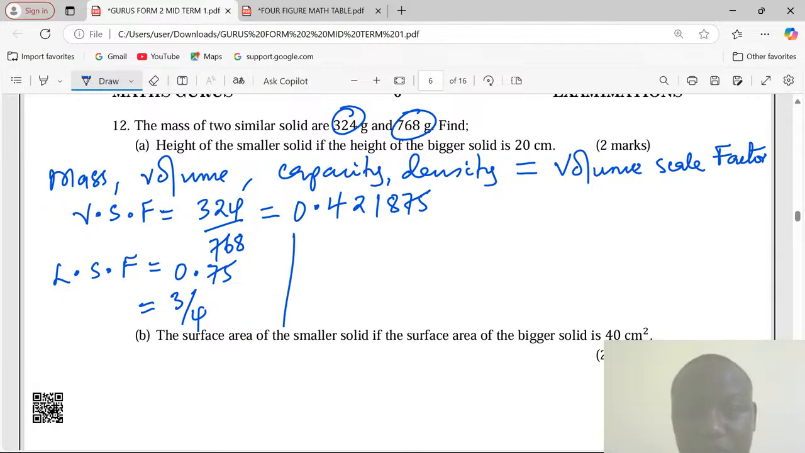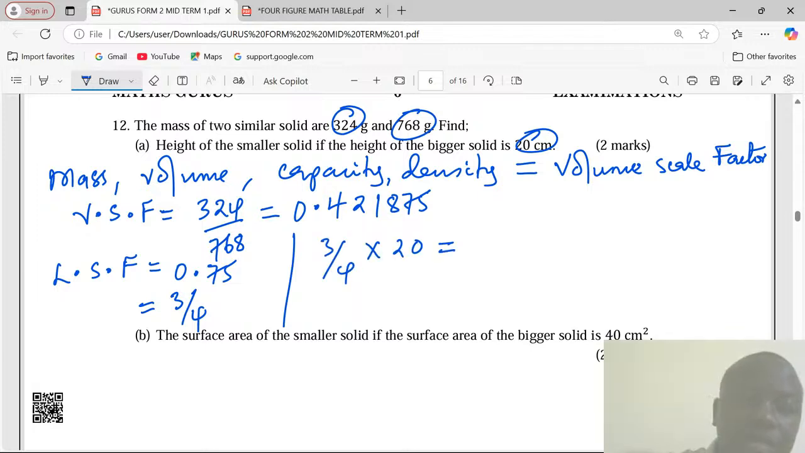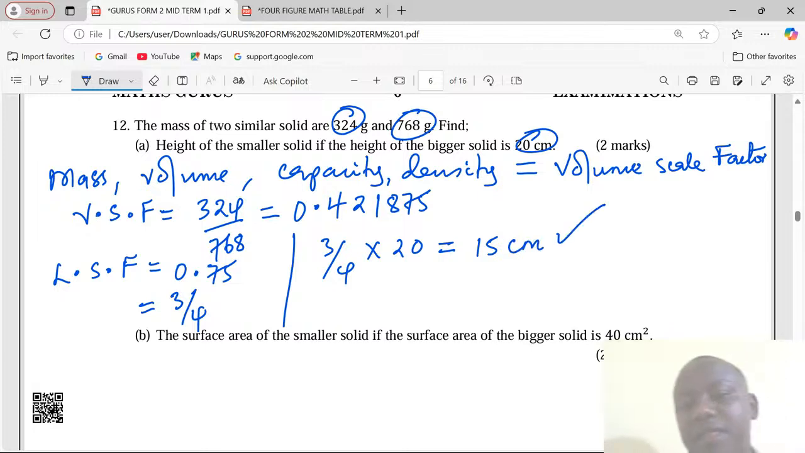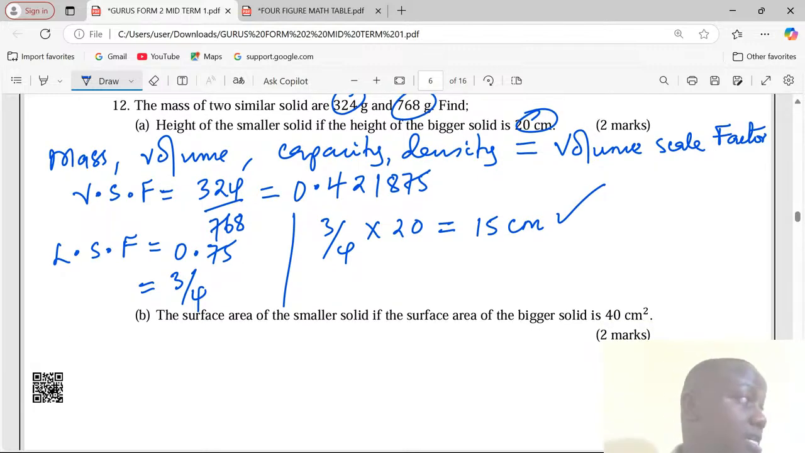With a linear scale factor of 3/4, we can now get height. Because height is in 1 dimension, we relate it using the linear scale factor. Height of the bigger is 20. Height of the smaller will be 3/4 of 20, which is exactly 15 centimeters. If we were finding the height of the larger, we would have inversed to 4/3. But now that we are finding for the smaller, we use the smaller proportion as the numerator, because we are reducing.